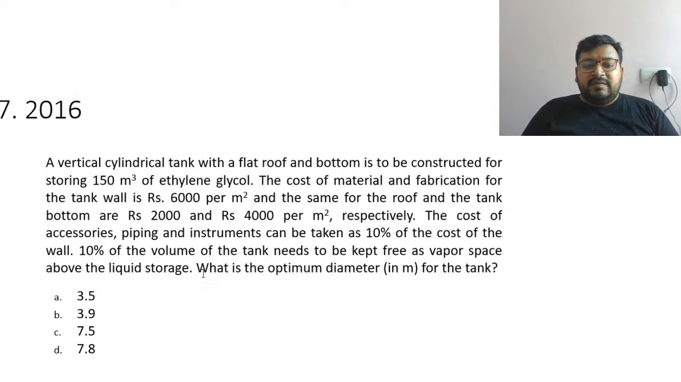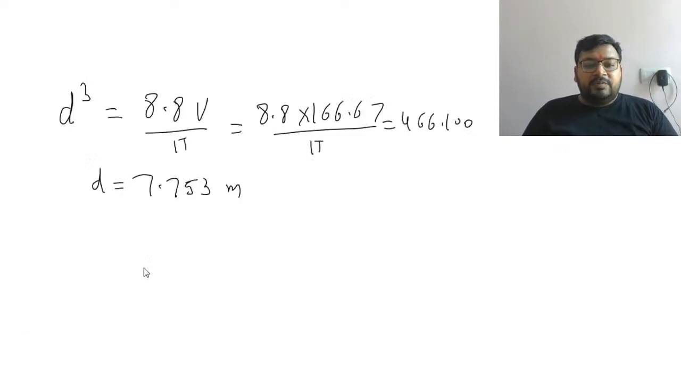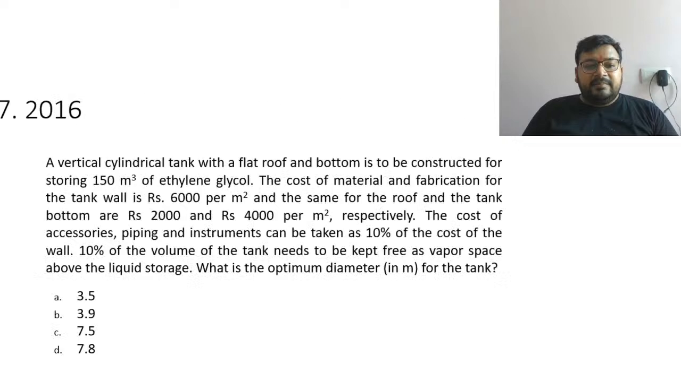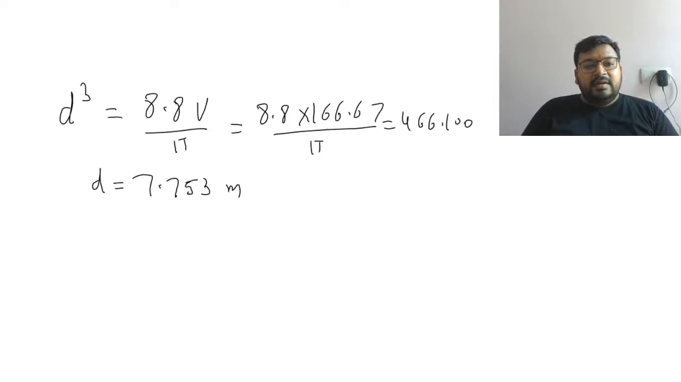And what is the question they have asked? What is the optimum diameter in meters? So 7.75, guys. 7.753 is almost near to 7.75, which is near to D option, that is 7.8. It is near to 7.8, and that's why the answer will be D.